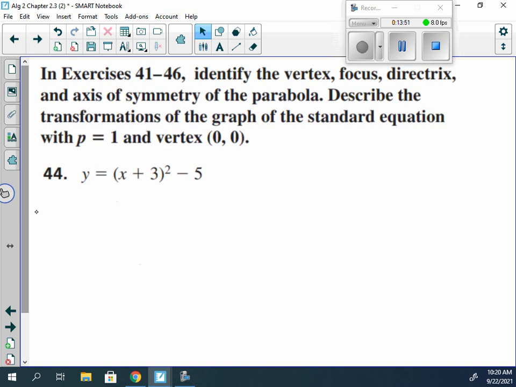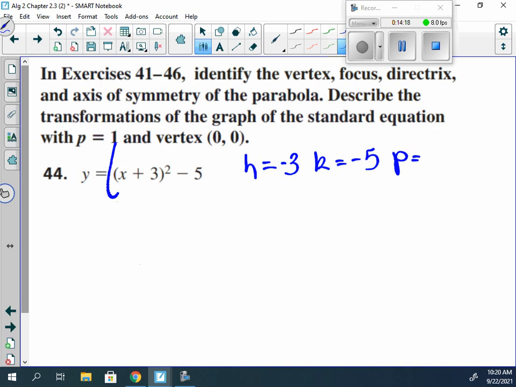Do we need to see another example on one of these? Can we do this one? Yeah, we can do this one. Which one? Okay. H, K, P. So what's the value of h? Negative 3. The value of k? Negative 5.